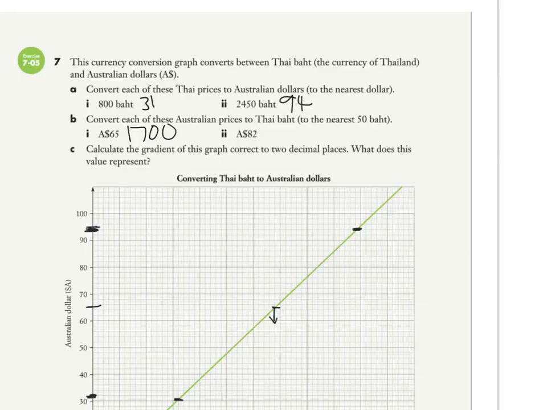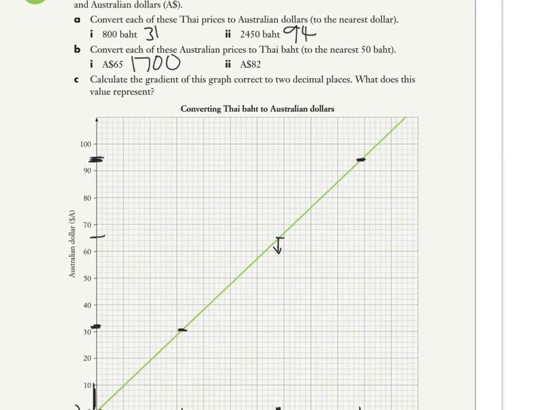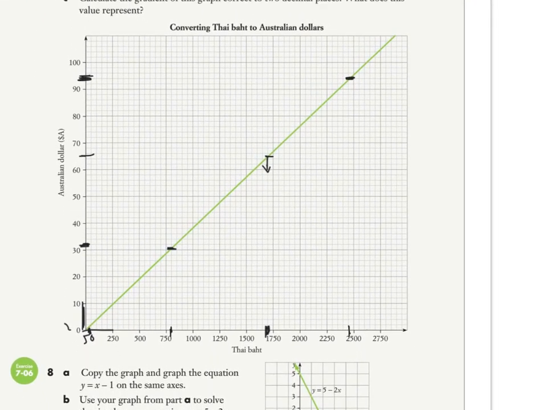$1,700. Now 82 Australian dollars. Which is just there. Okay, that's $100, 100 baht less, so 2,150.